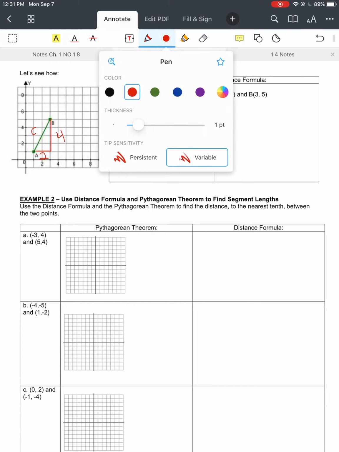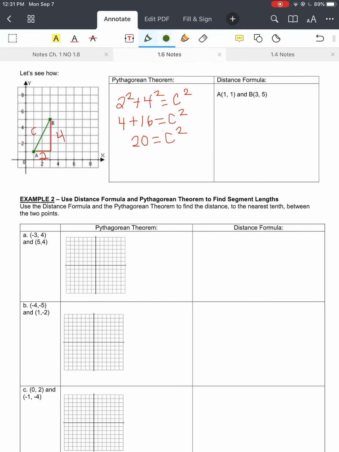And again, I don't want to know what C squared is. I want to know what C is. So I have to square root both sides to undo the square. Well, that would mean the square root of 20 is C. And if I put that in a calculator, I would get roughly 4.47. So that's using the Pythagorean theorem. Not too bad, and again, for the purposes of this lesson, we'll only ever be finding C.